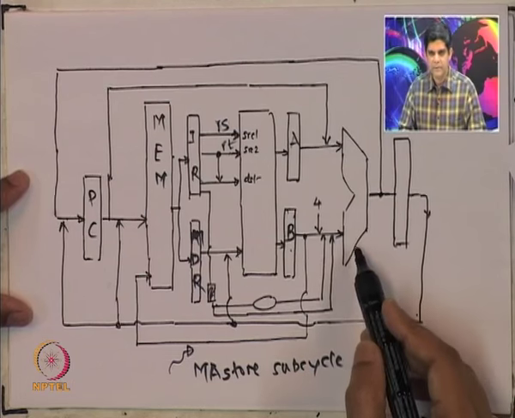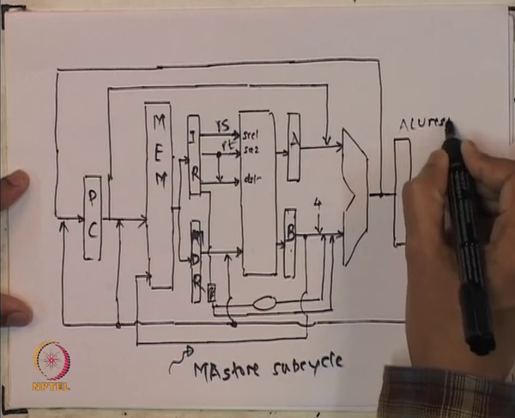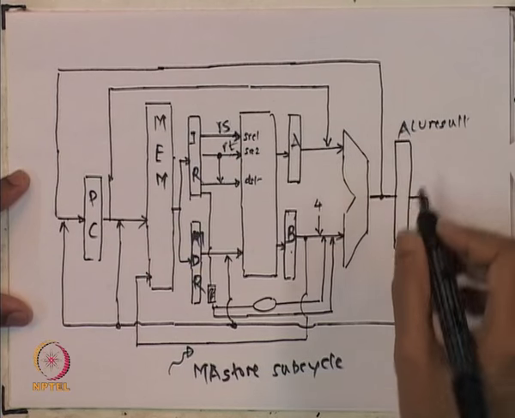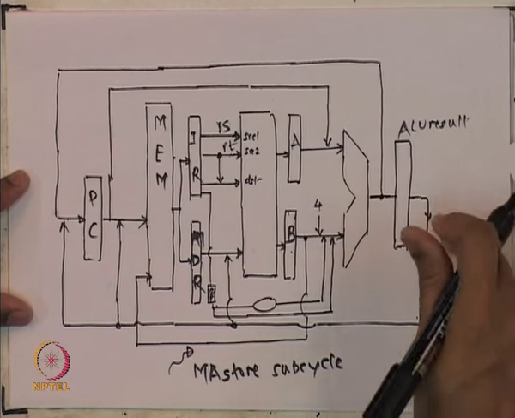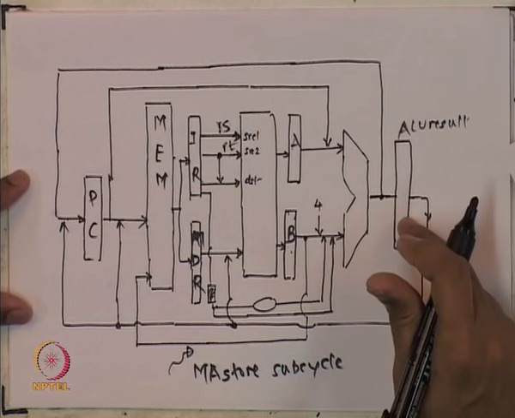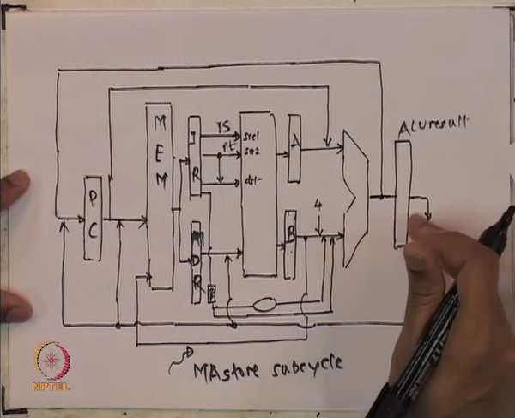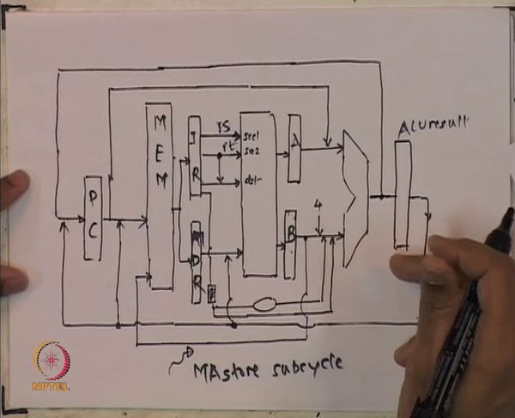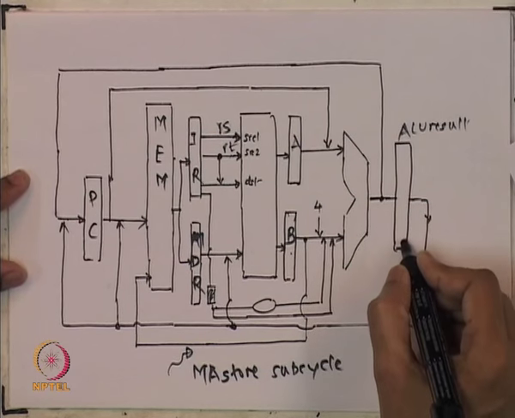And then this is the register file, the A and B registers. This is the ALU, and this is the register called ALU result. The name is not too important. Maybe I should call it ALU result deferred. This is going to store the ALU result, not of the current ALU operation, but the ALU operation that happened in the previous clock cycle.